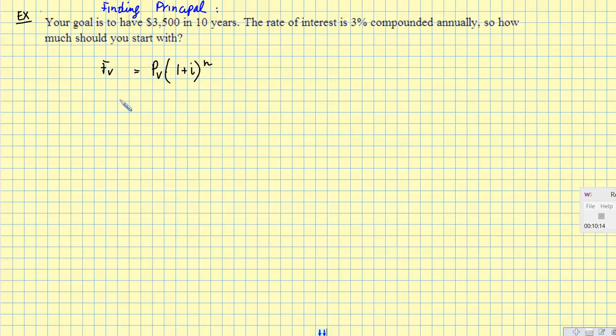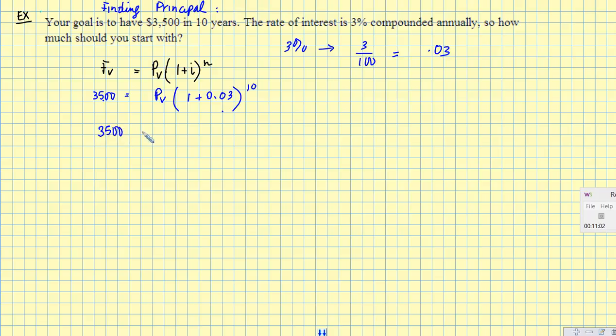We know that our future value is equal to 3,500. And we're trying to find our present value, and we know that our rate of interest is 1 plus, and now I take the interest rate of 3%. I turn it to 3 divided by 100, which is equal to 0.03. So inside the brackets, I will have 0.03, and that will be raised all to the power of 10. So all I need to do is say 3,500 is equal to PV times 1.03 raised to the power of 10. I divide both sides by 1.03 raised to the power of 10.